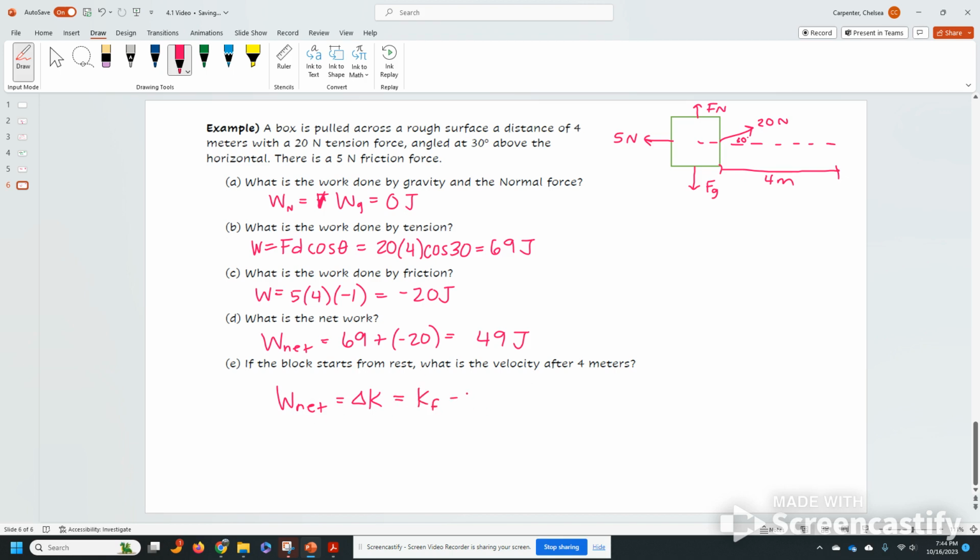It's going to be our final minus our initial. We know we start from rest here, so we don't have any initial kinetic energy. I know my net work is 49 joules. And that's going to equal 1/2 times the mass, which I did not give you. Let's make it up. It is a 2 kilogram box. And we want to figure out how fast it's going, so that'll be our final velocity squared. So 49 equals 1/2 of 2 is 1, so that's our final velocity squared.